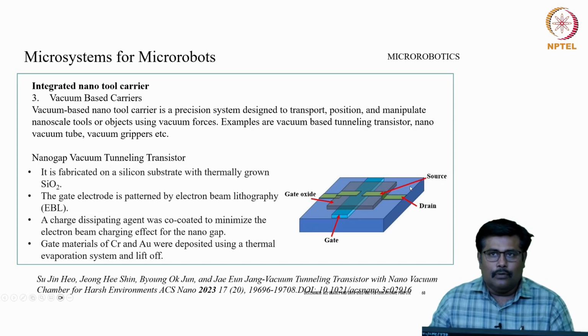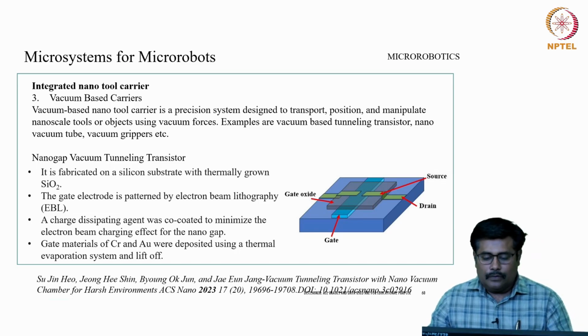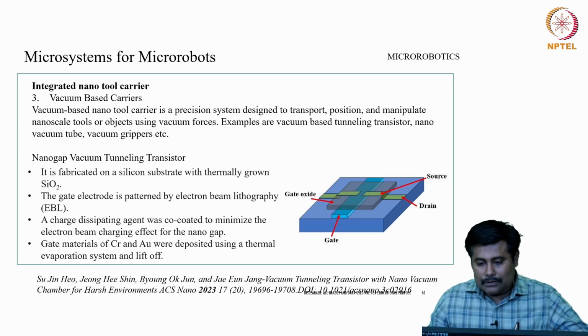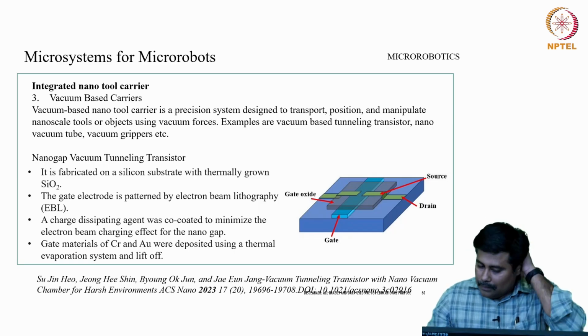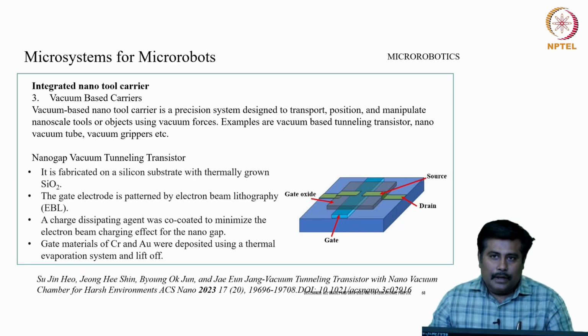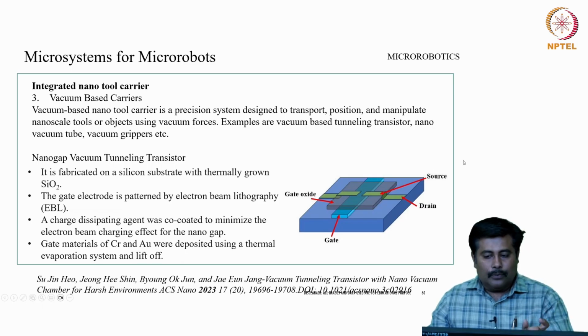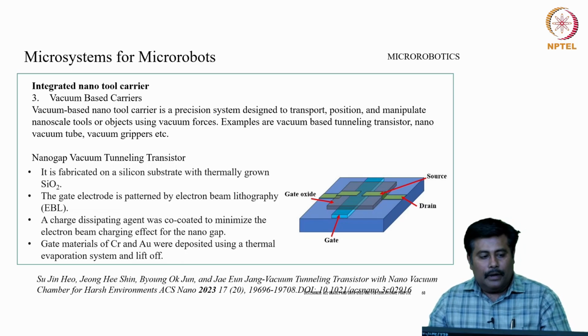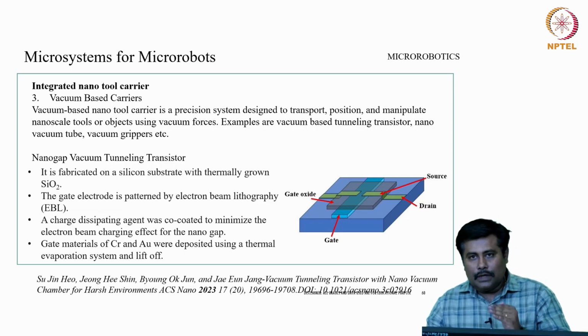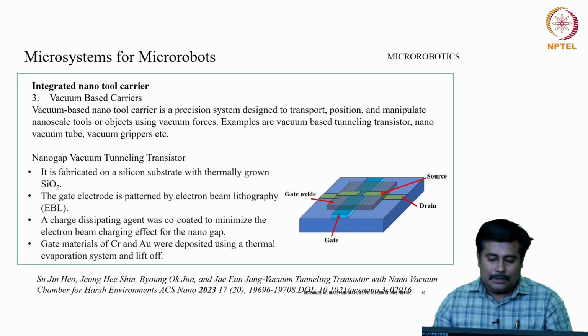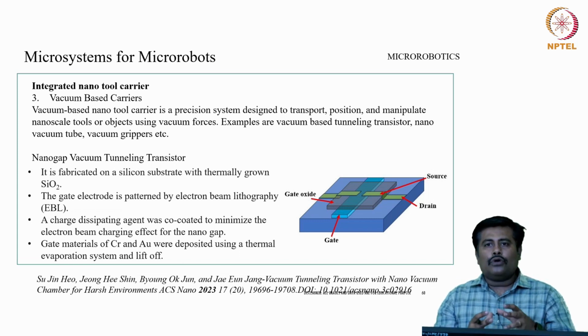Now, let us discuss this vacuum based carrier. As far as this vacuum based carrier is concerned, we have a gate arrangement, then there is a gate oxide, and a source and a drain arrangement which is available. This vacuum based nano tool carrier is a precision system which is designed to transport, position and manipulate nanoscale tools or objects using a vacuum source. Examples are vacuum based tunneling transistors, nano vacuum tubes, or vacuum grippers, etc. So, ideally it is more to do with the vacuum.